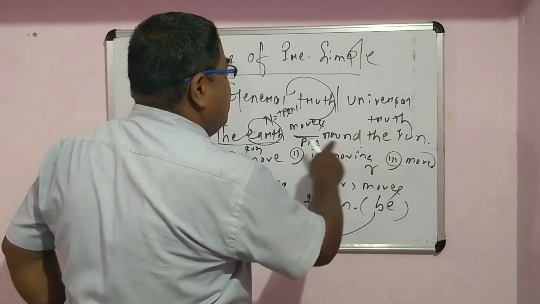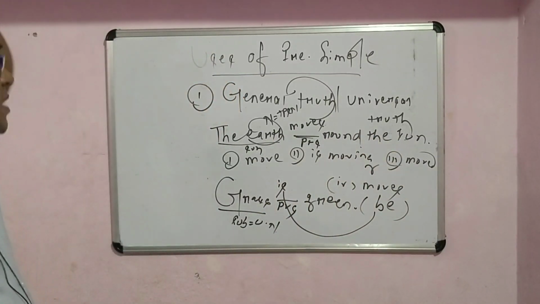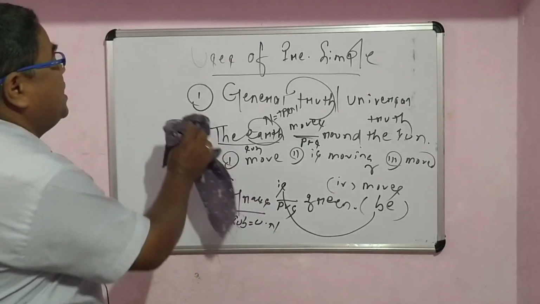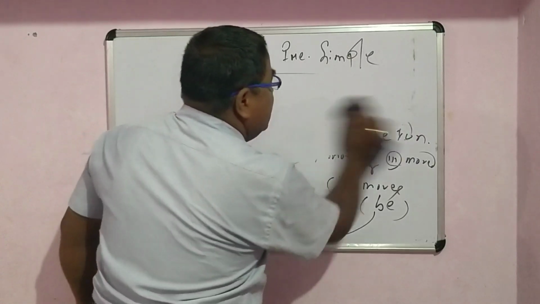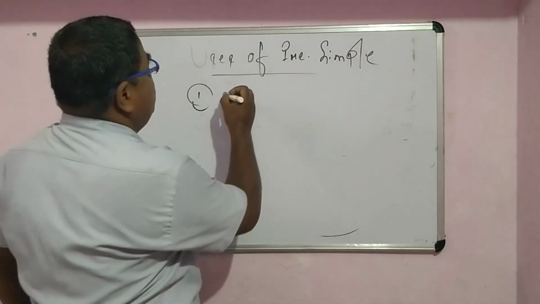This is the other main verb in the present simple, and the other main verb is moves. So our general truth is over. For general truth, we normally use the present simple. Number two is habitual action. For habitual action, we also use the present simple.